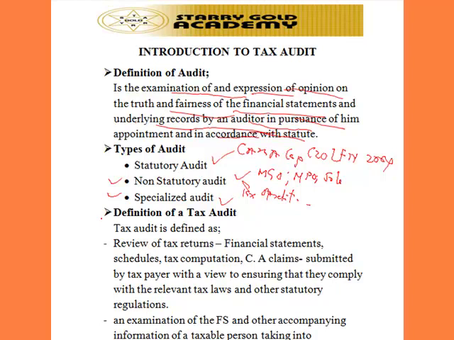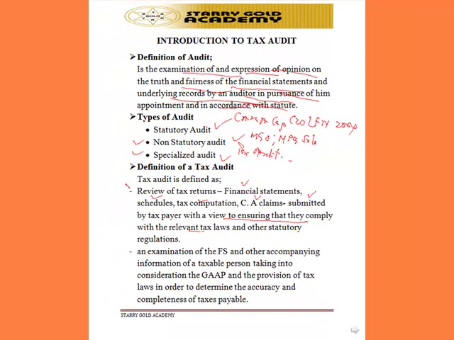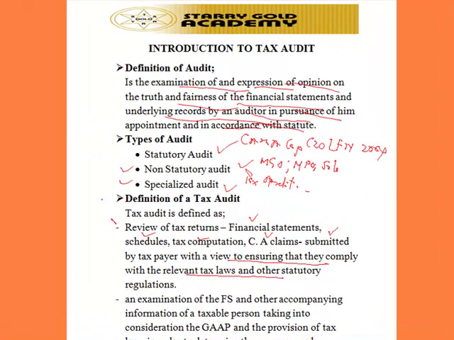There are as many definitions as there are tax practitioners and writers. Tax audit has been defined, one, as the review of tax returns, that is the financial statements, the schedules, the tax computations, the capital allowance claims, and all the tax returns submitted by the taxpayer, with a view to ensuring that they comply with the relevant tax laws and other statutory regulations. From the definition, the objective of a tax audit is clear. The essence is to ensure compliance with the tax laws and other statutory regulations.